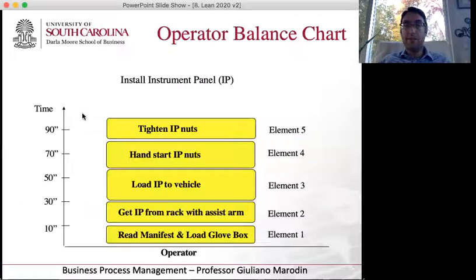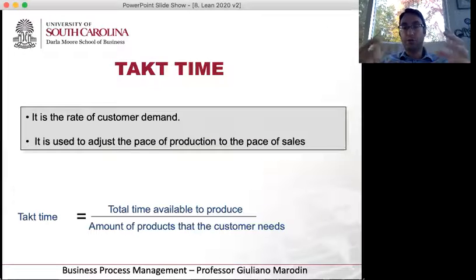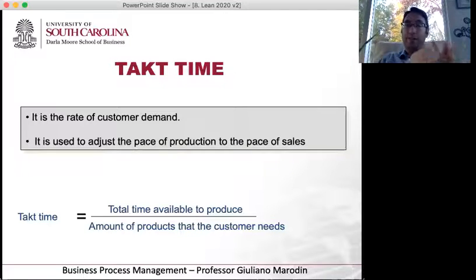Well, why do that? Because I want to understand if they can produce according to the pace of the customer. And the pace of the customer, we're going to call it takt time. Takt time is actually the only word in the lean vocabulary that's not in Japanese. It's actually in German, because the Toyota people went to Germany and learned this concept from German manufacturing, and they call it takt time to define the pace of the production line, right?